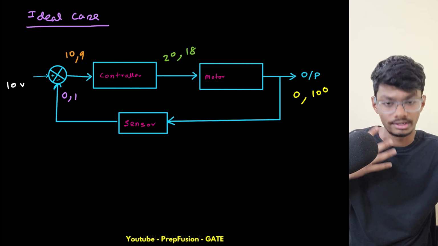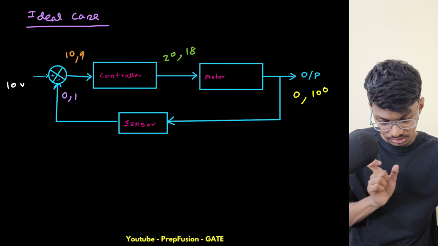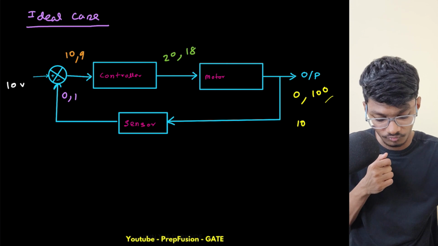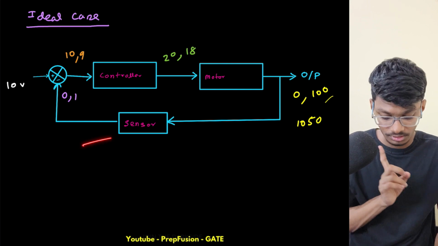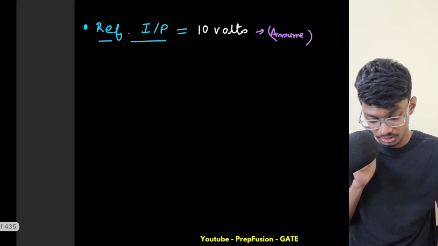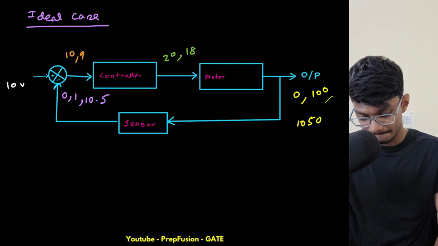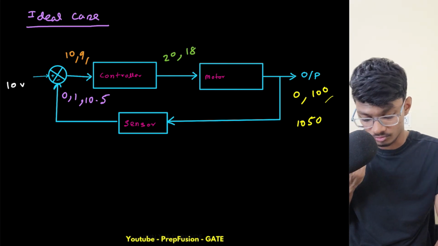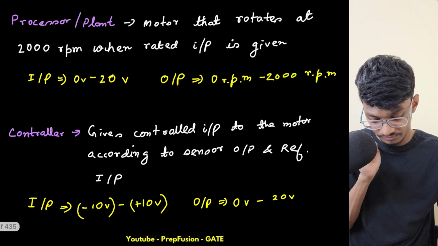But I'm assuming my system is underdamped. If my system is underdamped, then just for a slight second, it may go to speed 1050. That may happen, right? Now if this goes to 1050 rpm, then the sensor output will give 10.5 according to this. So here my sensor output is 10.5. Now the reference input is 10, so here this becomes negative. Now control input is minus 0.5.